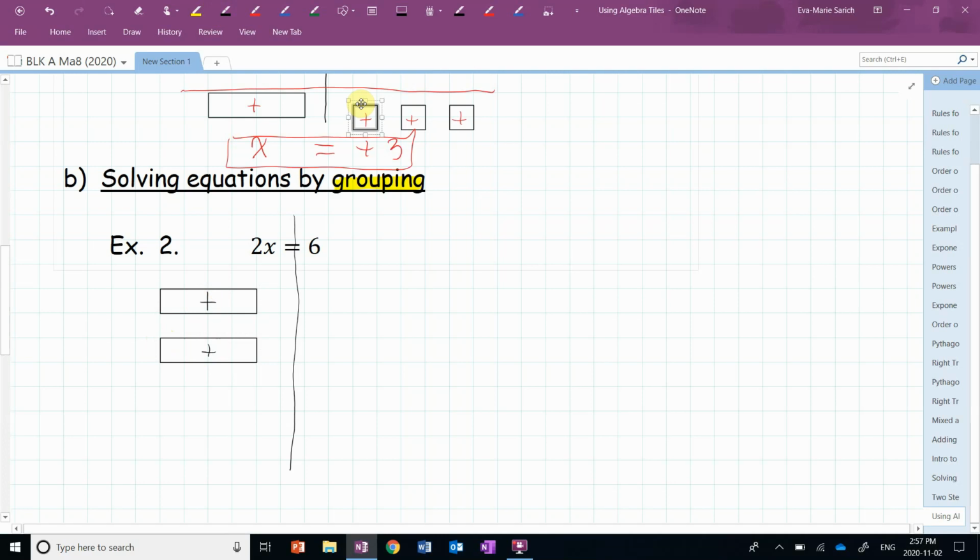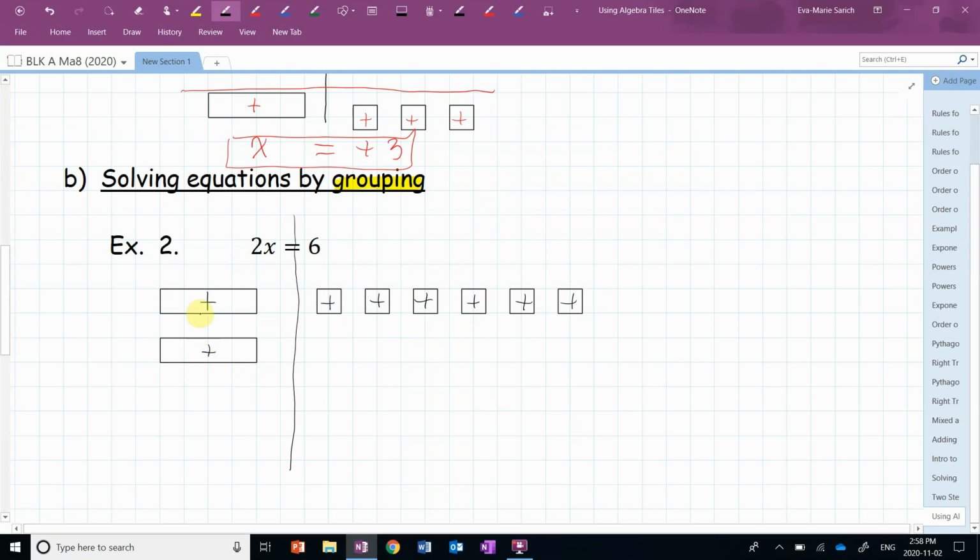And then on the right-hand side, I've got the number 6, and those are integers. So I'm going to put 6 integers there. So 1, 2, 3, 4, 5, and 6. Now I have to put their signs. It's positive 6, so I'm going to put plus signs into there. Now what you should notice is that the variables and the integers are separated. So I've got variables on one side and integers on the other. So I didn't need to move anything around to separate them.